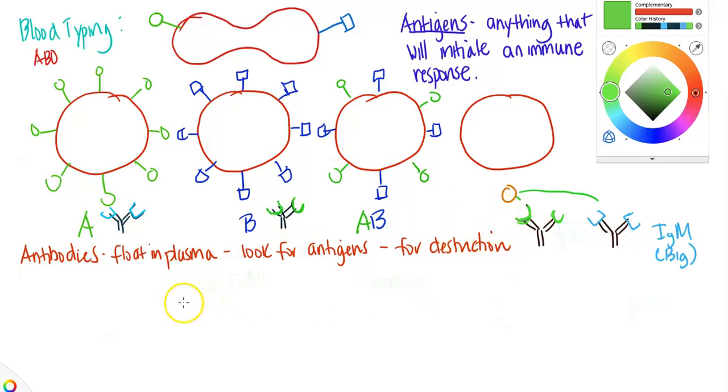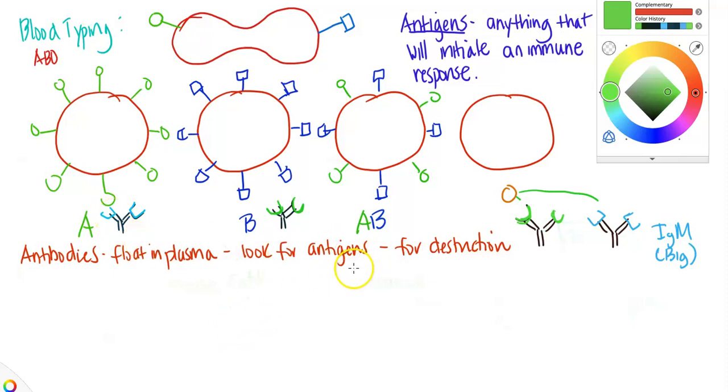All that means is that if you're an A and you get B blood, then your antibodies are going to attack those B blood cells. If you are B and you get A blood, then your antibodies are going to attack that A blood.